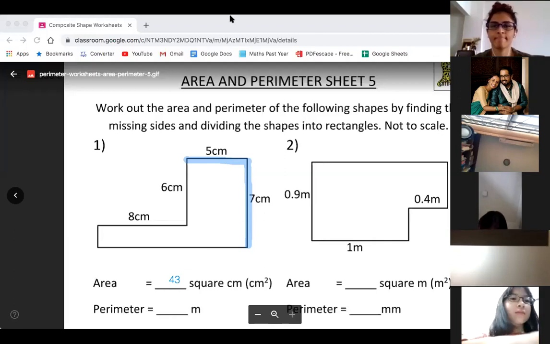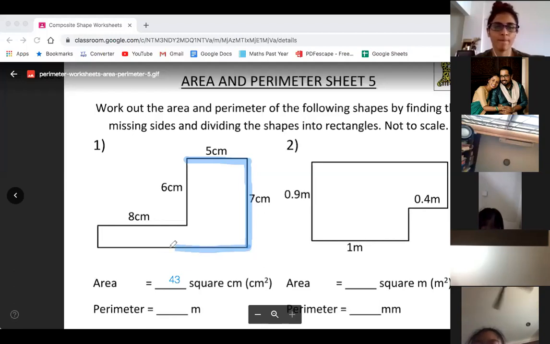Joseph, loud and clear. Hello. Give me the perimeter. 5 plus 7? 12. Okay, then plus this length. What length is how much?